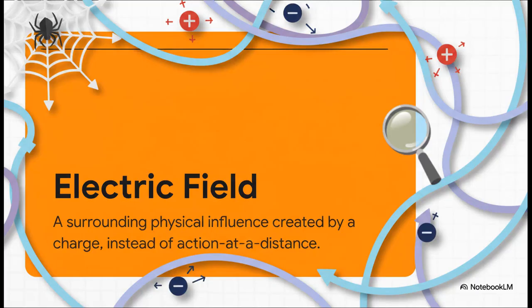Well, that question leads to a massive conceptual leap, because action at a distance is kind of spooky. Physicists instead defined the electric field. This means a single charge literally alters the physical space around it. It creates the surrounding physical influence. We usually visualize this with lines, pointing outward for positive, inward for negative. It's almost like a spider sitting on a web. The field is the invisible web, letting other charges know, hey, I'm over here.